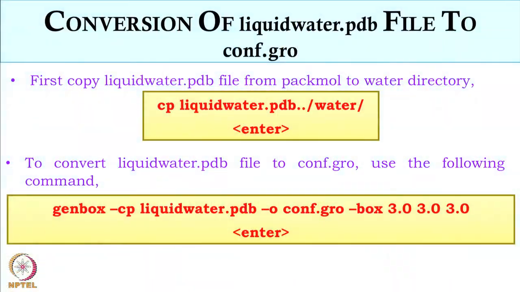Now we'll convert the PDB file to a GRO file using the command genbox. So genbox space minus cp, then we give the input file, liquidwater.pdb, then space minus o, which is the output file, followed by the output file name, configuration.gro or conf.gro, then space minus box, then we have to give the box length. Suppose minus box 3 3 3 is not there, then what will happen? It will just create a GRO file, and the box length in the GRO file will be 0 0 0 since we are not specifying any box length.